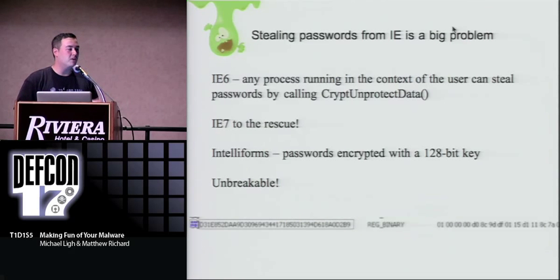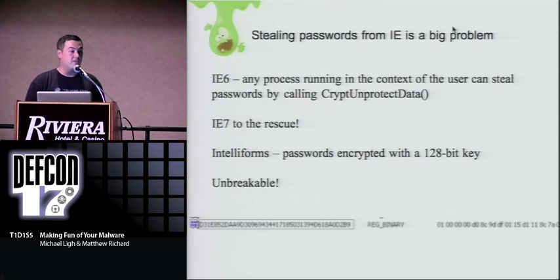So Microsoft had a big problem with IE6, and that was that it was way too easy to steal stored passwords. You're probably familiar with, you go to a website, it says, do you want to save this password? They call it IntelliForms, and you say yes, and it stores it in the registry. Well, the problem with Internet Explorer 6 was that if you were logged in in the context of the user, you only had to make one function call to decrypt those passwords. There was literally no protection. So for malware, if it was running in the context of the user, it could literally just read those passwords and send them back off.